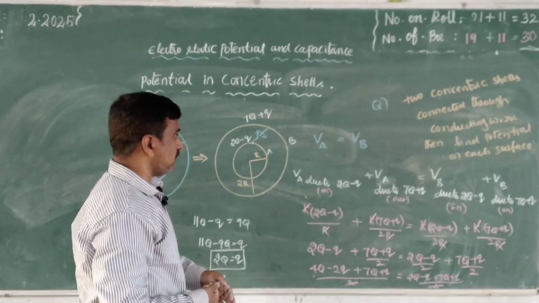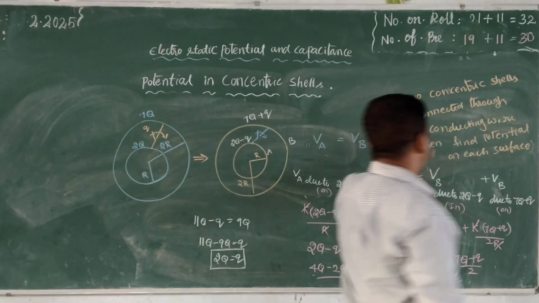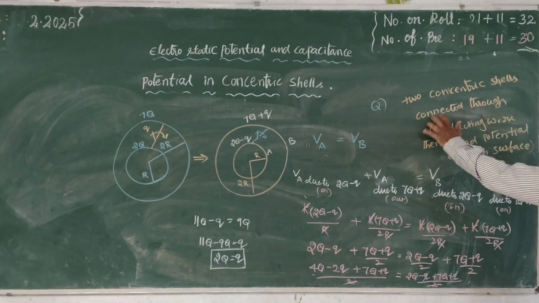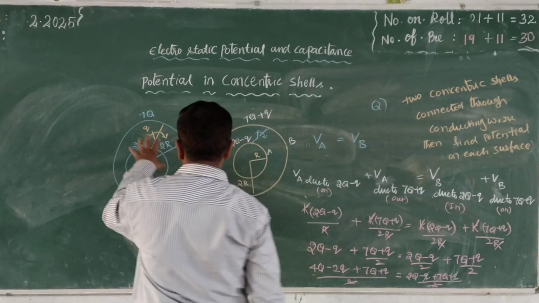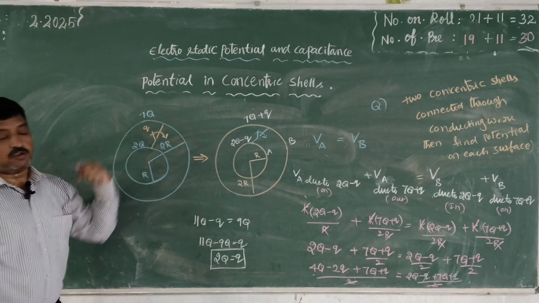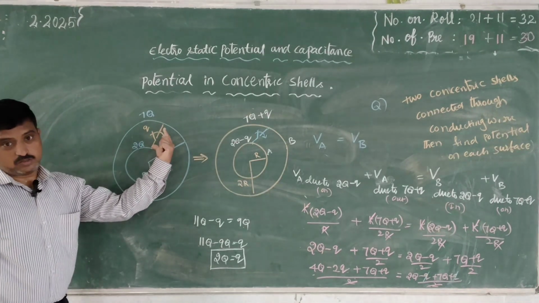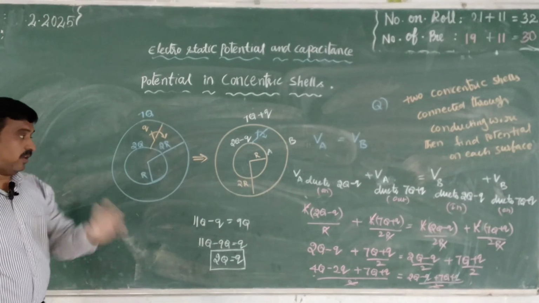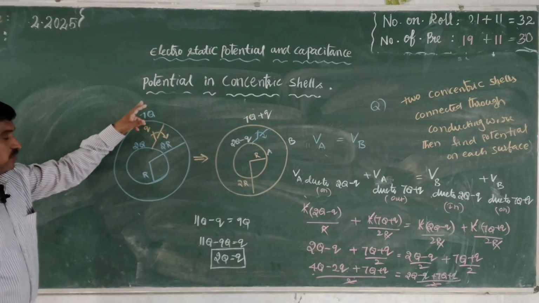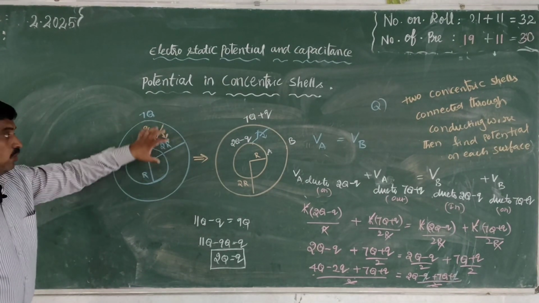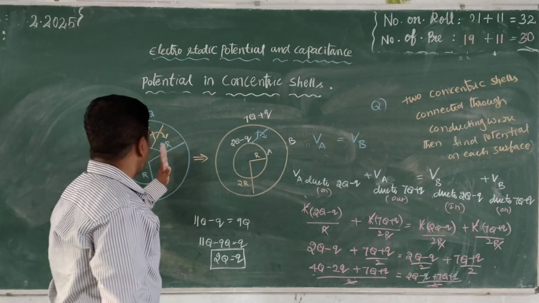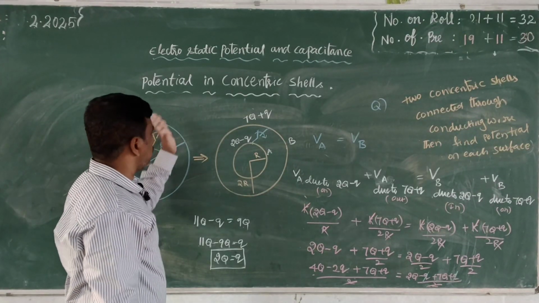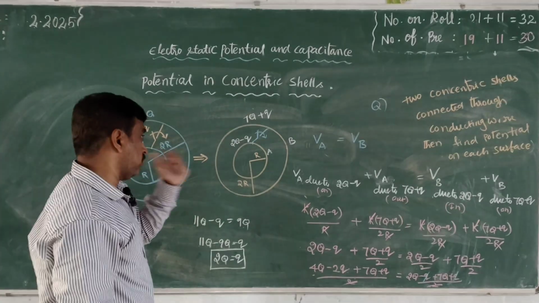Listen again, what is the problem here? Two concentric cells are connected through a conducting wire. Then find the potential on each surface. For that, these two conductors are connected by a conducting wire. The first one's charge is 2q, the second one's charge is 7q. Due to the connection, some charge will be transferred from the inside surface to the outside surface. So q charge is transferred.